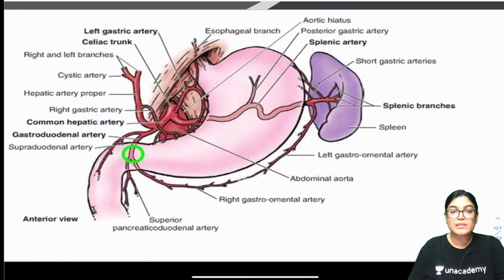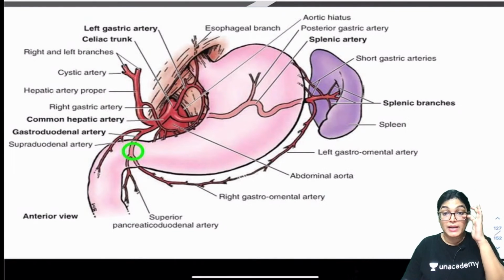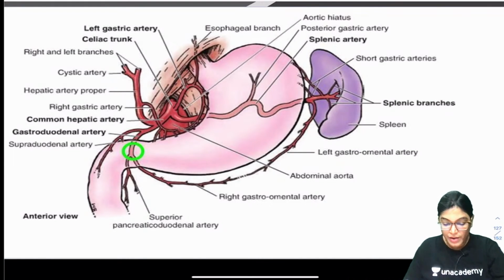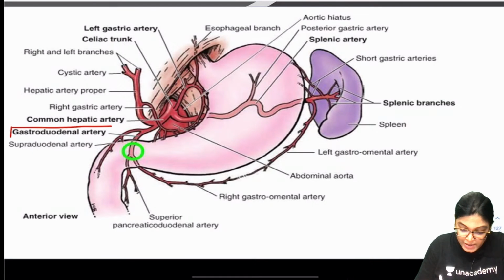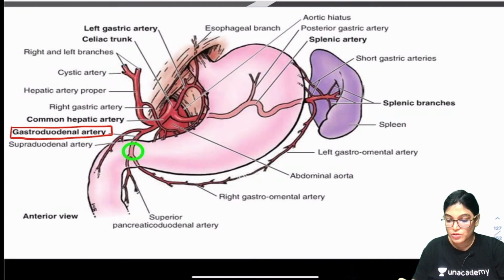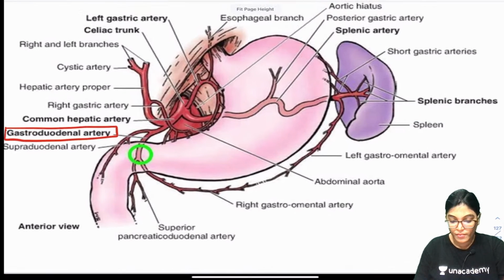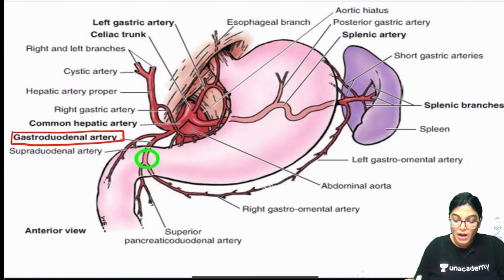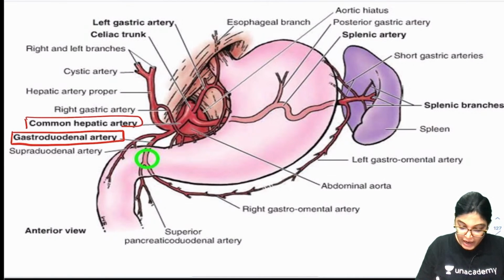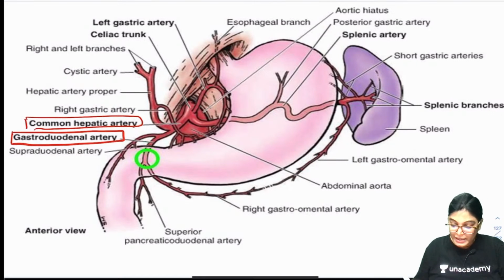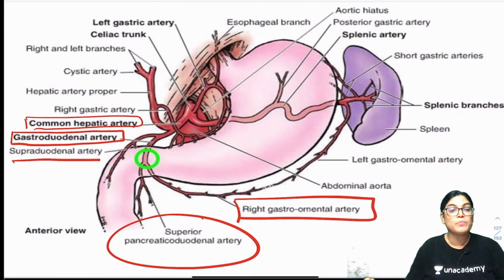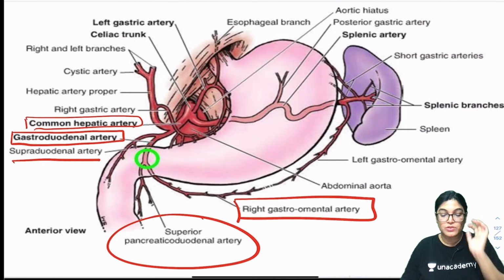What I want to show in this diagram is the branches of the gastroduodenal artery. Can you see the red and green circled area? This is the gastroduodenal artery. Very nicely you can see it's a branch from the common hepatic artery, and its direct branches are the right gastro-omental artery, the superior pancreaticoduodenal and the supraduodenal artery. These are the branches of the gastroduodenal artery.